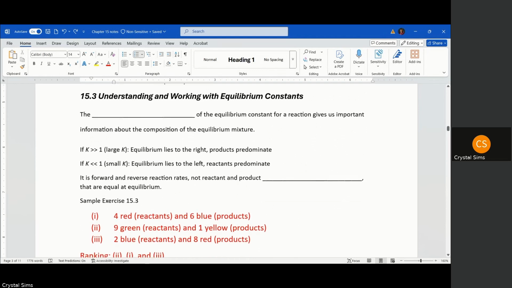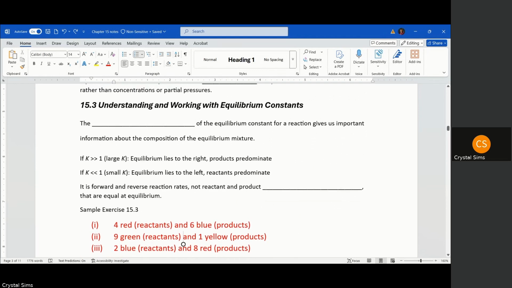We're going to look at sample exercise 15.3 now. In this exercise, which is on page 638 in your textbook, you have 3 different little squares there, each with 10 spheres. And these little squares represent a container. In the first one, you have 4 red spheres and 6 blue spheres. And the red spheres represent the reactants, the blue spheres represent the products.